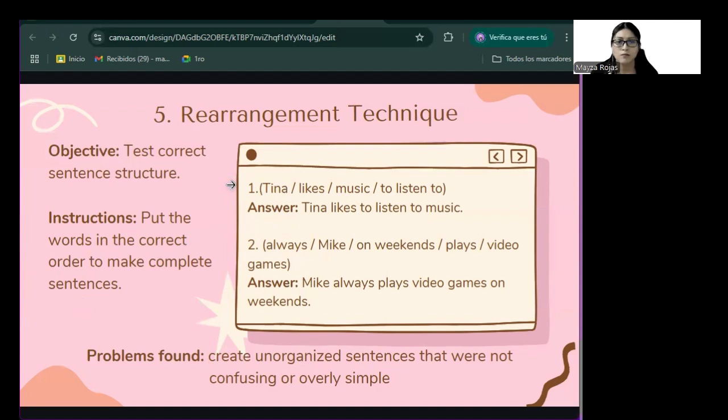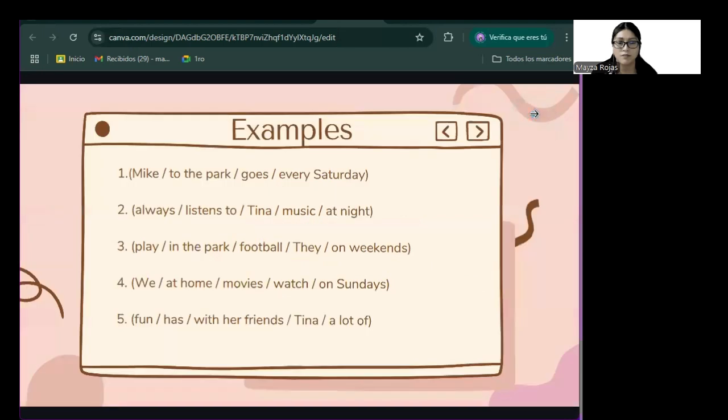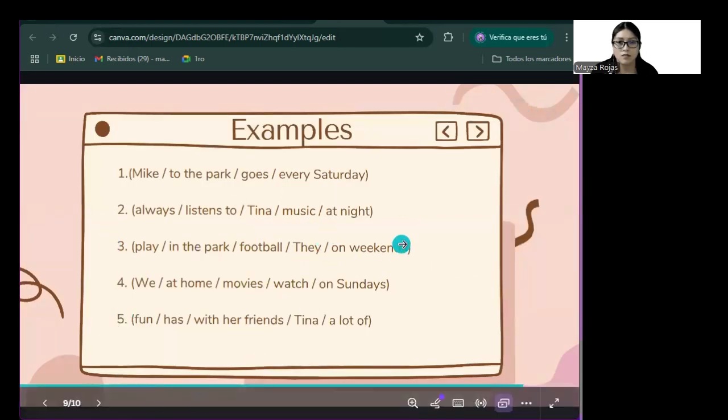A problem found was creating an organized sentence that was not confusing or overly simple. So that was kind of difficult in that part. And also here I add more examples to practice this kind of technique.